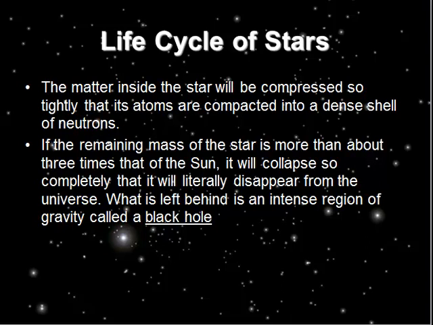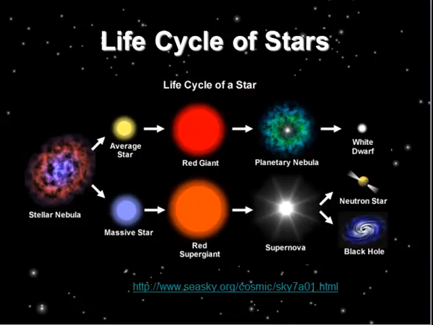If the remaining mass of the star is more than about 3 times that of the Sun, it will collapse so completely that it will literally disappear from the universe. What is left behind is an intense region of gravity called a black hole. So here's one last look at the life cycle of stars.